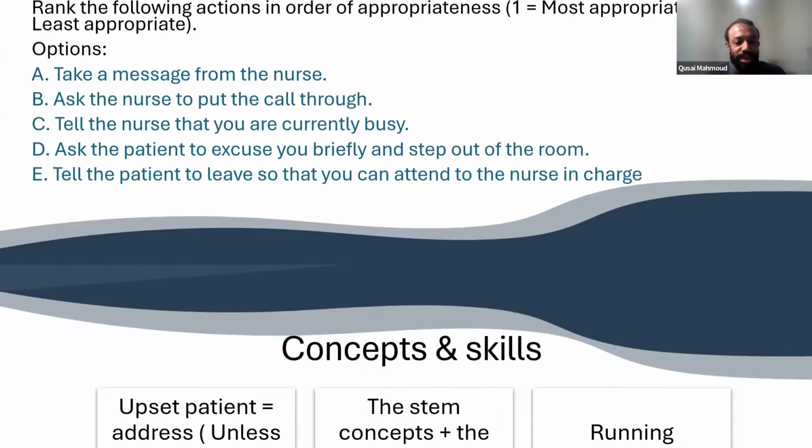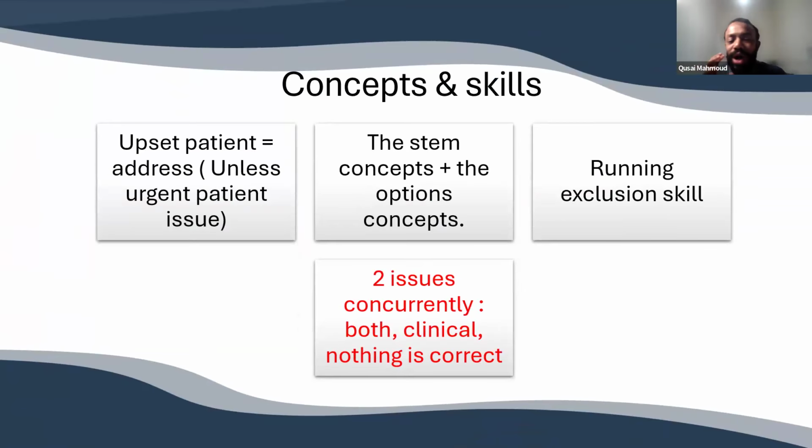Okay, would you like to take the summary? Yes. So, what concepts and skills have we acquired from this question? Now we have learned that whenever we have an upset patient, upset colleague, or upset patient relative, you must address them, unless there is immediate patient safety. So you must address unless there is immediate patient safety.